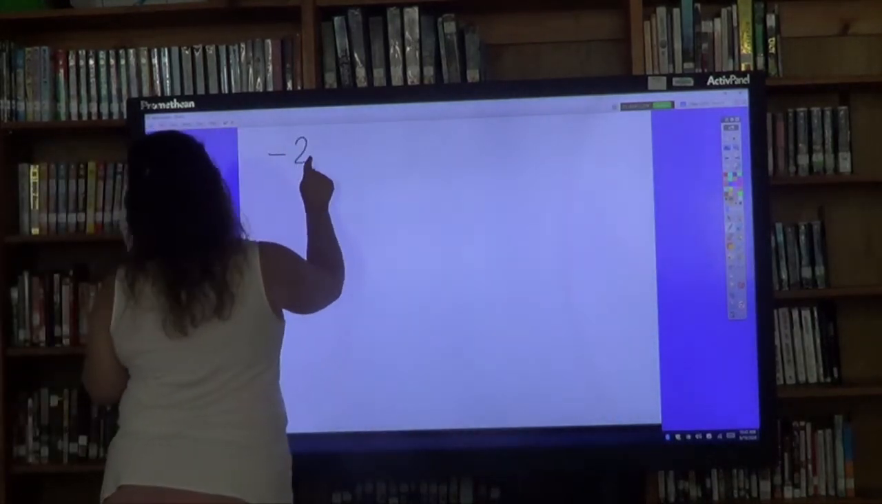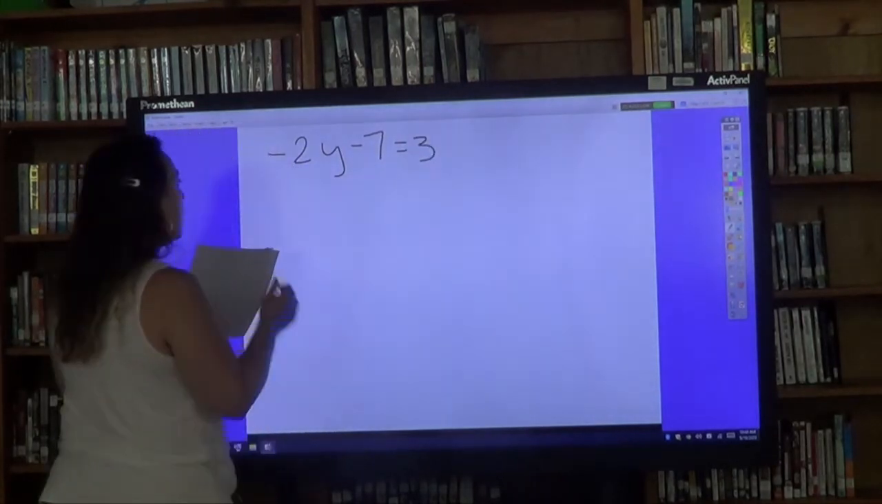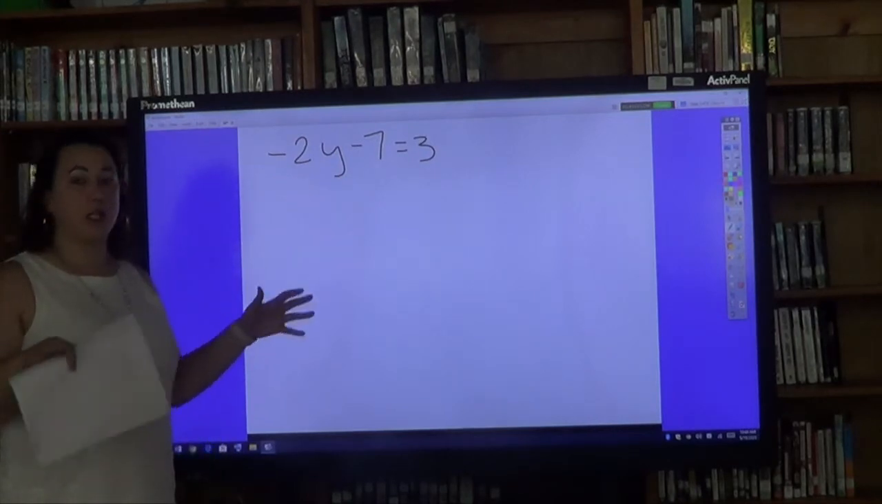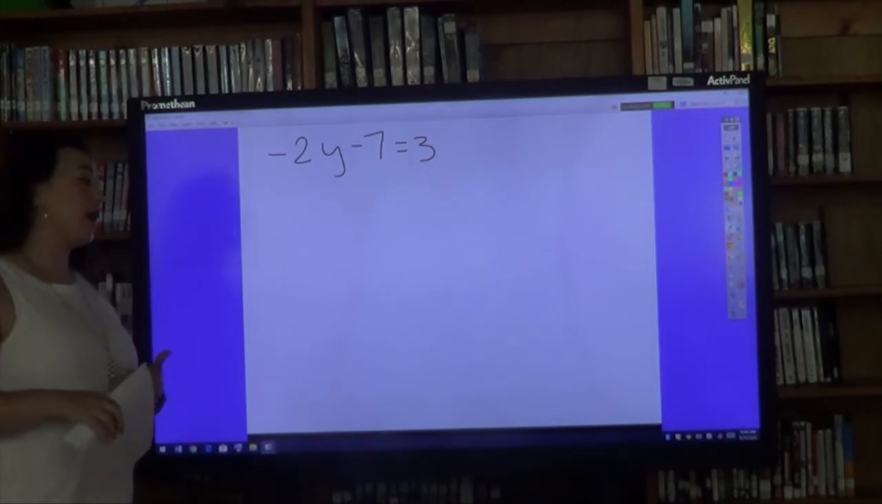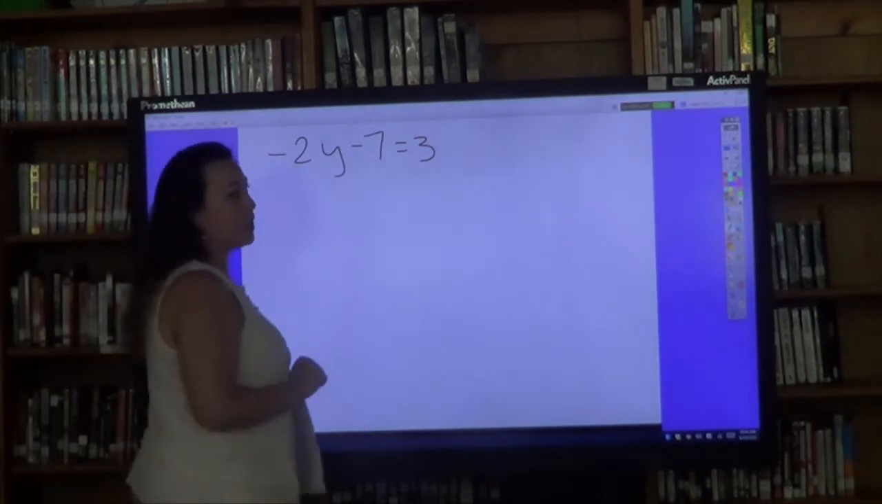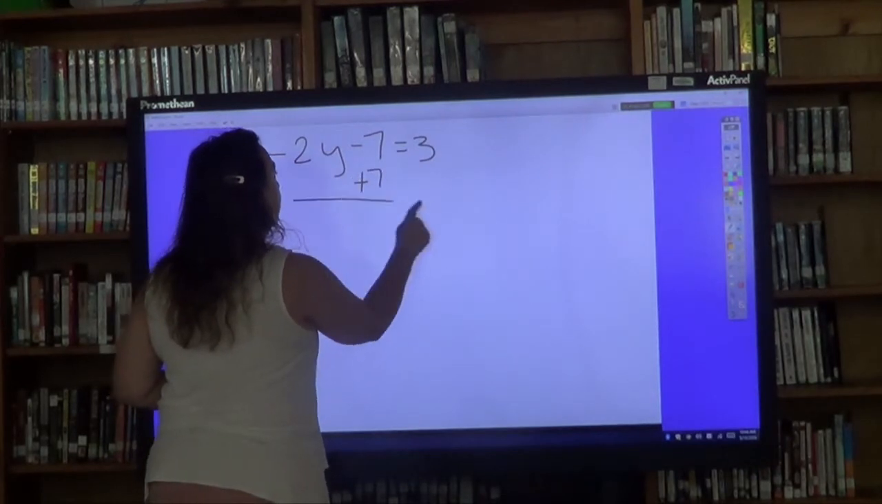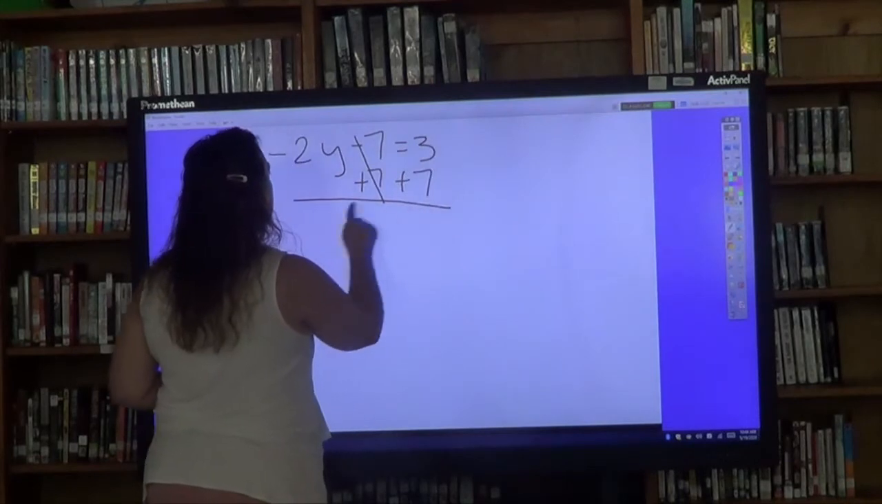I have negative 2y minus 7 equals 3. Again, we got to get our variable by itself. It doesn't matter what your variable is. All right, we got to get the variable by itself. So I have to get rid of my constant. My constant here is negative 7. So I'm going to add 7, keep it balanced, add 7 here.